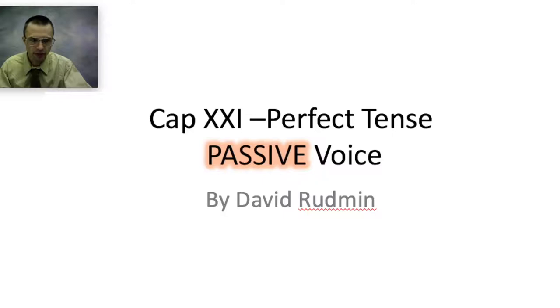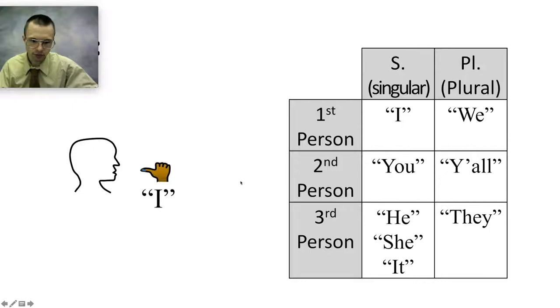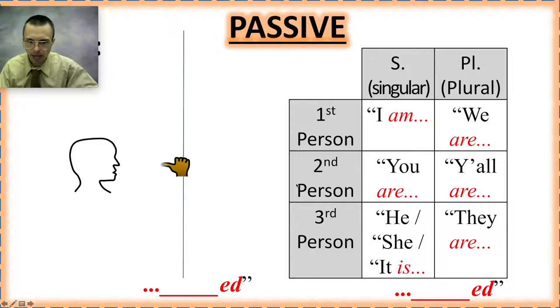Welcome to the second half of the video, and here we are going to cover the passive voice of the perfect tense. First, before we start, we have to re-review what these symbols mean. The thumb towards you means I, you, he, she, it, we, y'all, they. And then in the passive voice, I am blanked, you are blanked, he, she, it is blanked, we are blanked, y'all are blanked, and they are blanked.